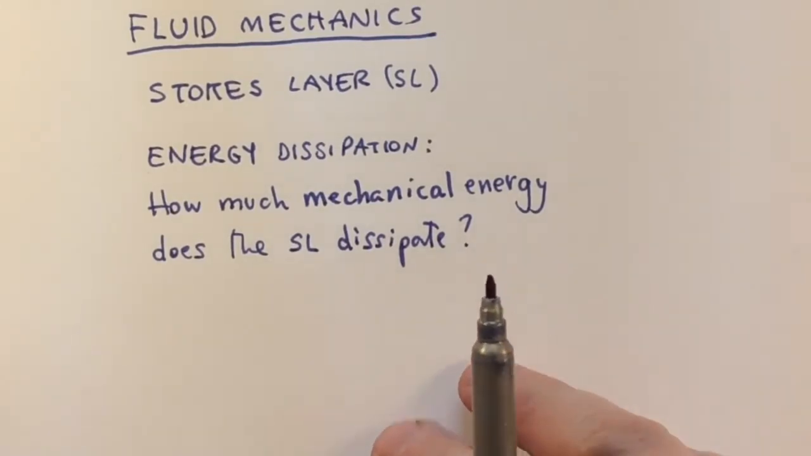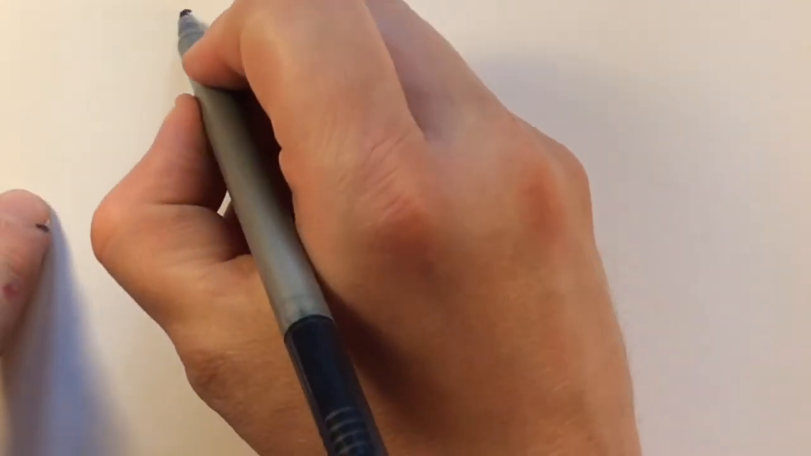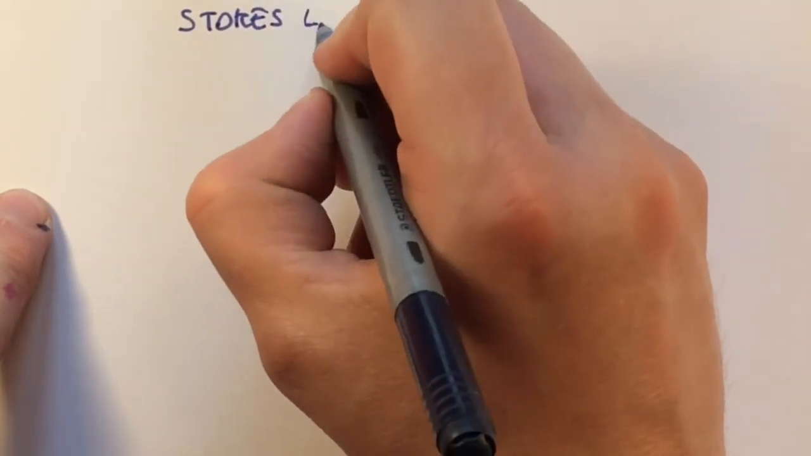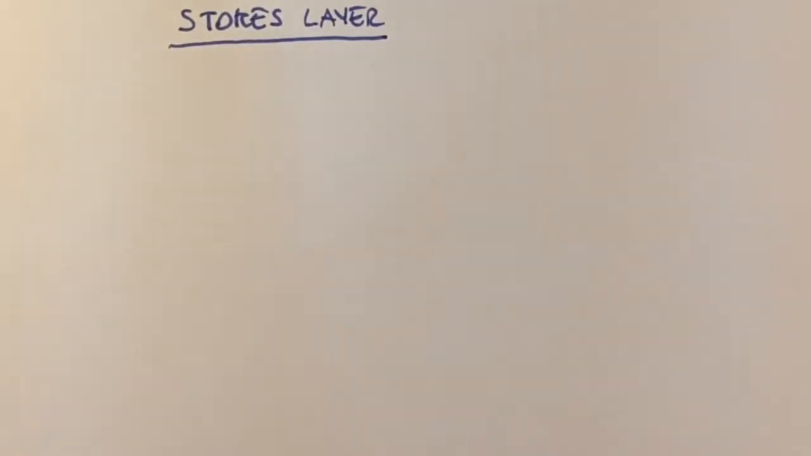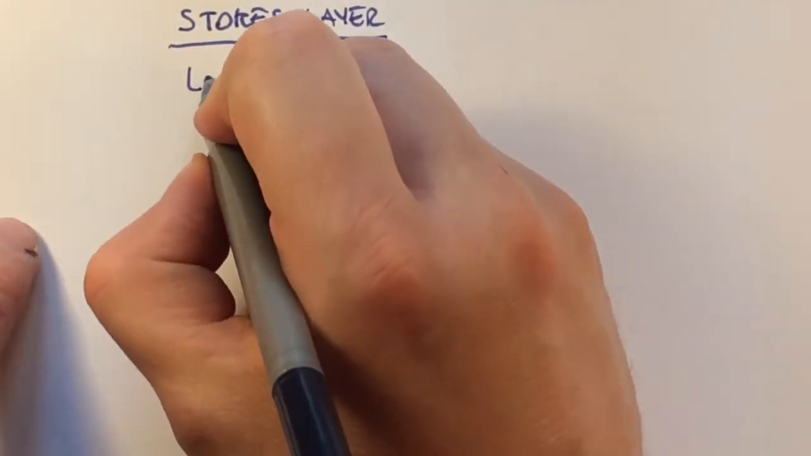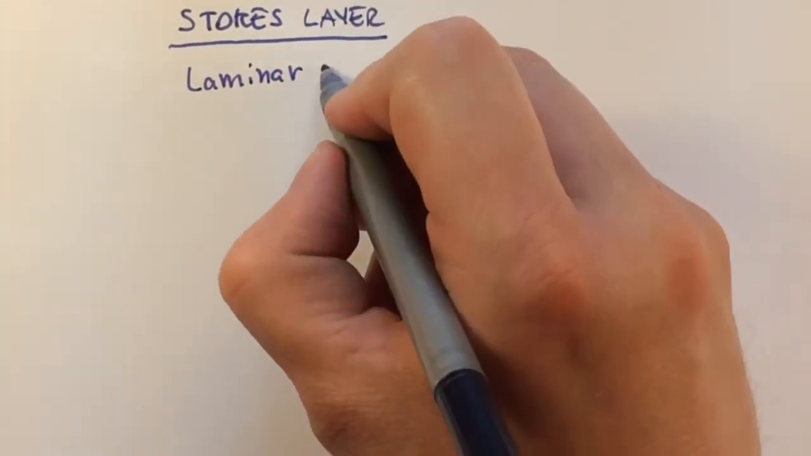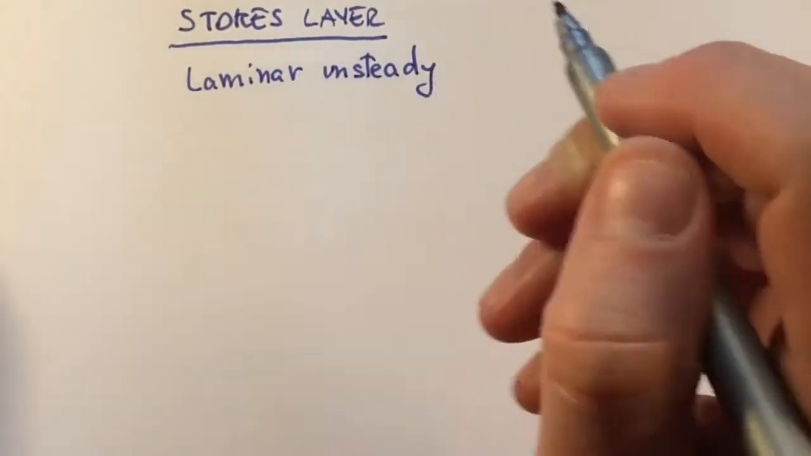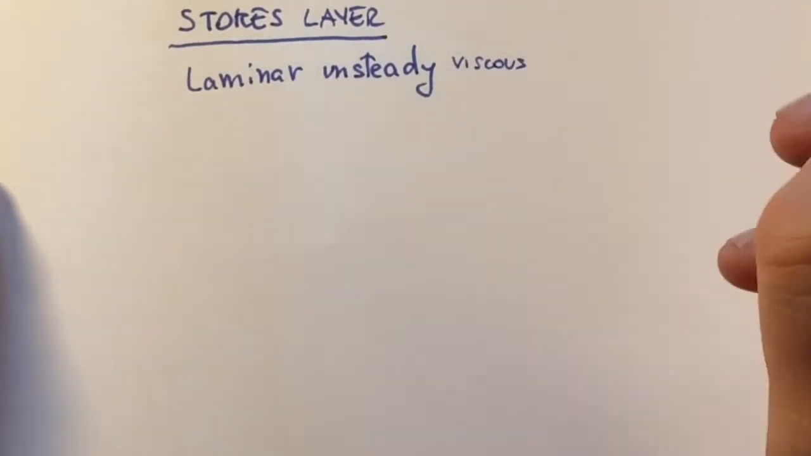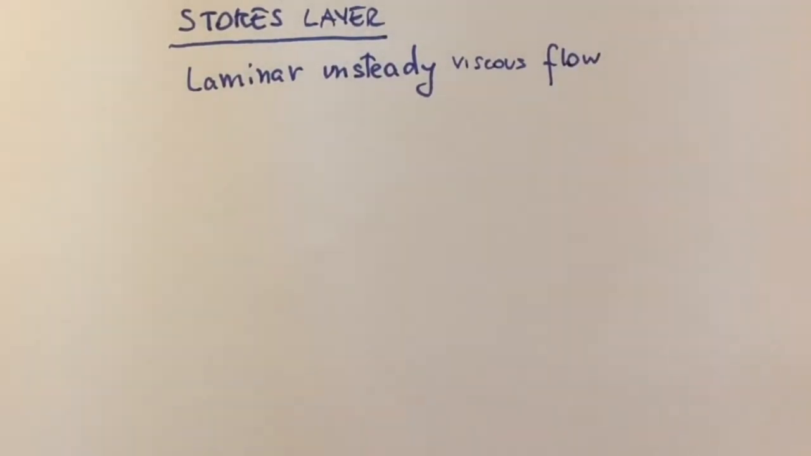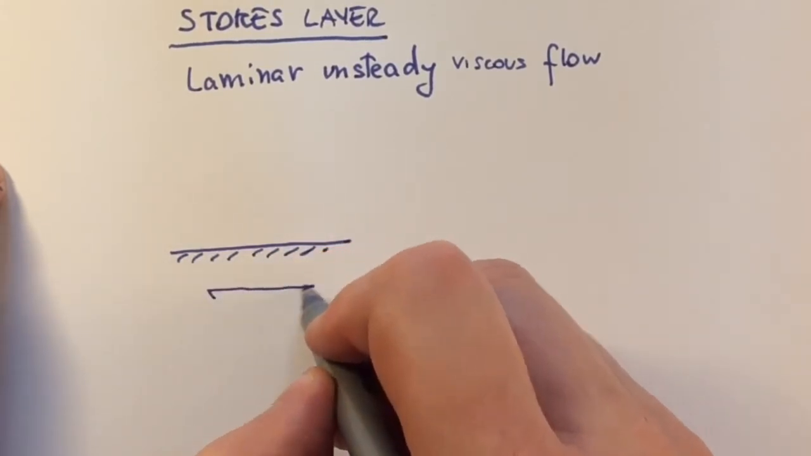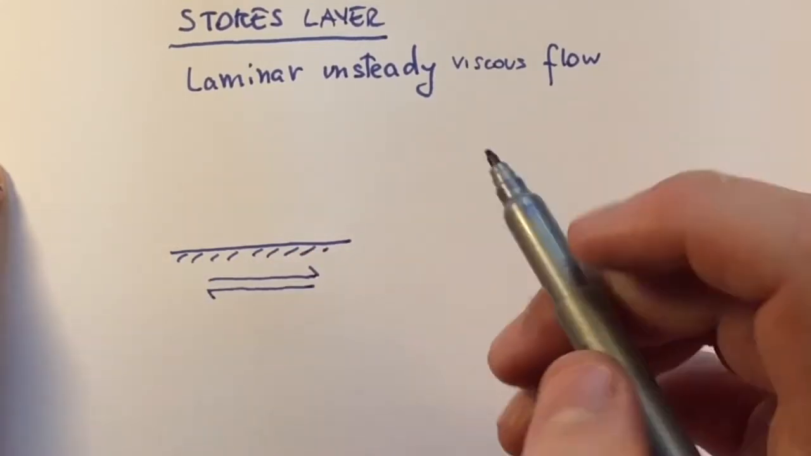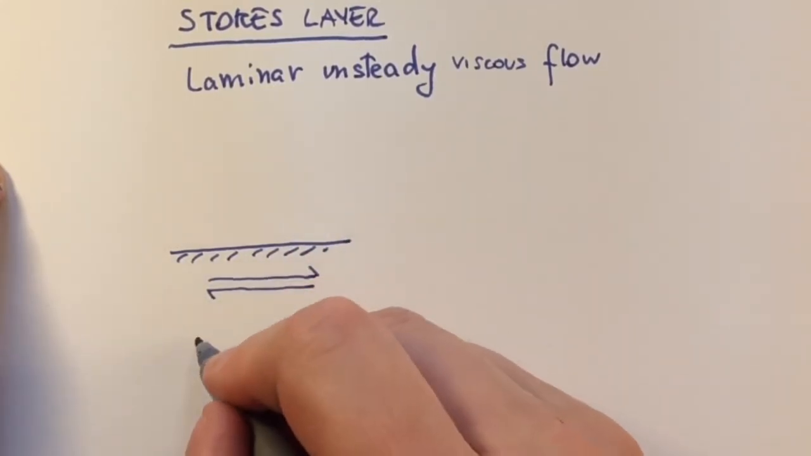Okay, so to do that, we need to just remind ourselves what the Stokes layer is. The Stokes layer is the flow analyzed by Stokes and is also called the Stokes second problem. So it's a laminar, unsteady, viscous flow, and this flow is generated by a flat plate that oscillates in its own plane according to a sinusoidal law.